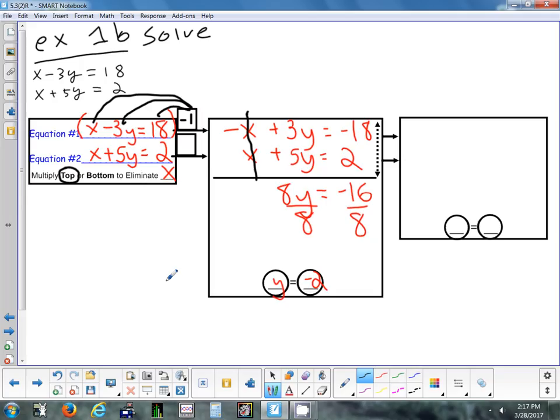Marissa, top or bottom? Bottom. What's the bottom equation, Marissa? What do you want to do? Okay, what's happening with the y? Tell me what the right. X plus 5 times negative 2. Marissa, do you agree? Negative 10? Positive 5, negative 2?